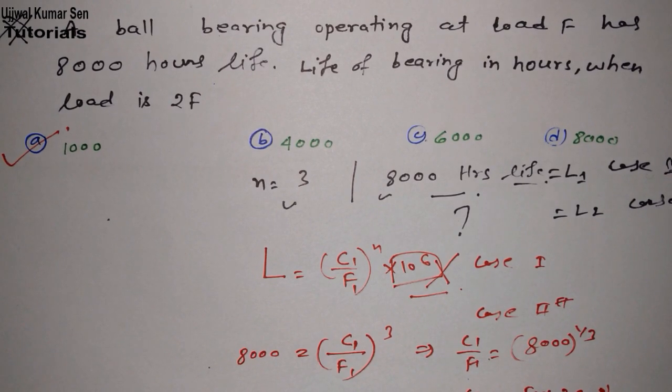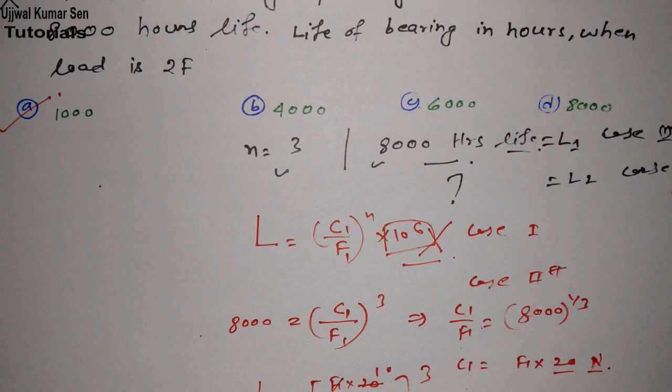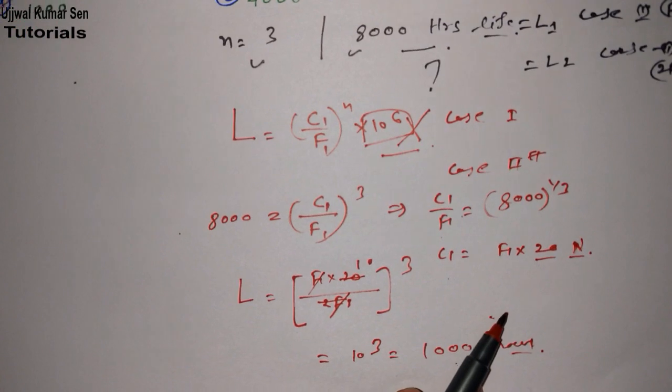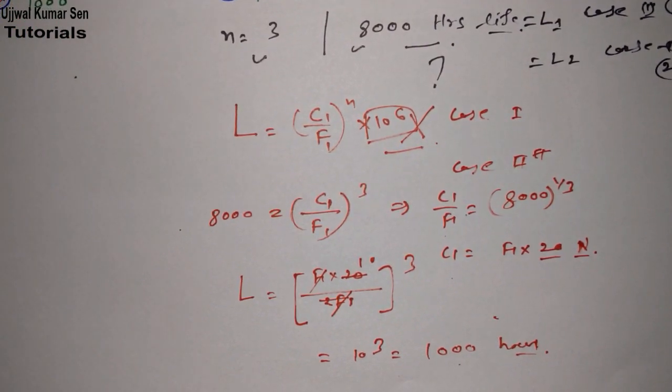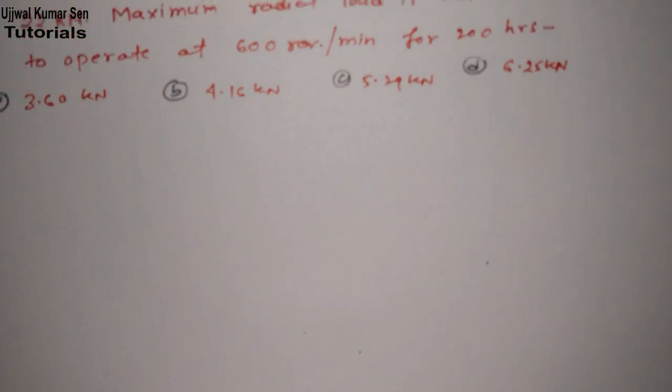That means if there would be a doubling in force, F, the equivalent load, you can say equivalent dynamic load, then the life will decrease. That means life will decrease, and we got the answer as 1000. Yeah, you can see 1000 hours, right? So this is the first question. Let's move to the next question.